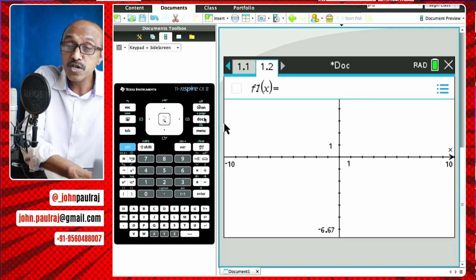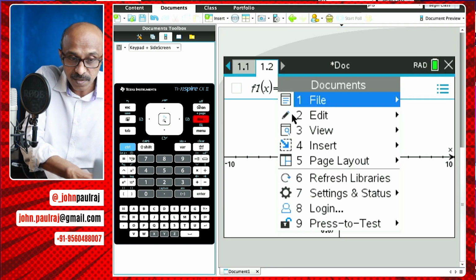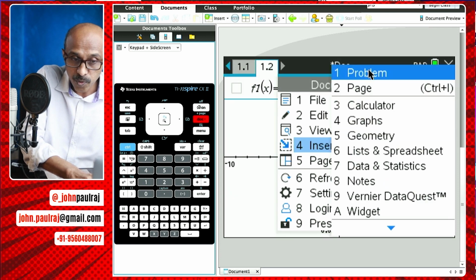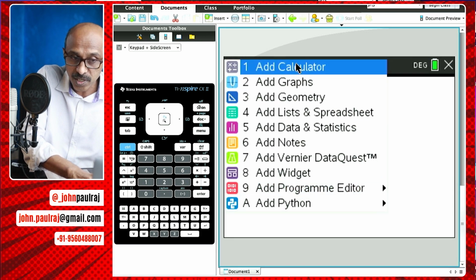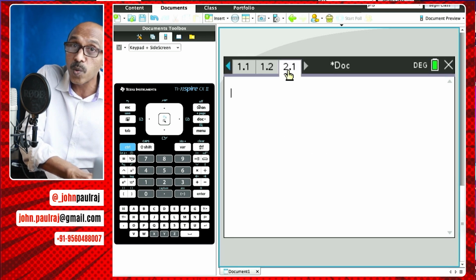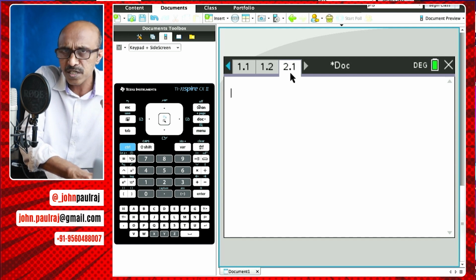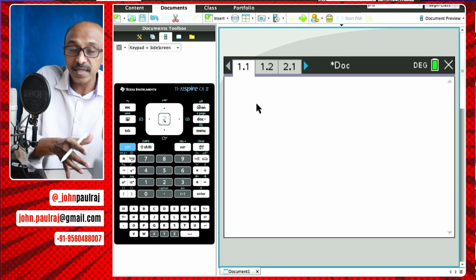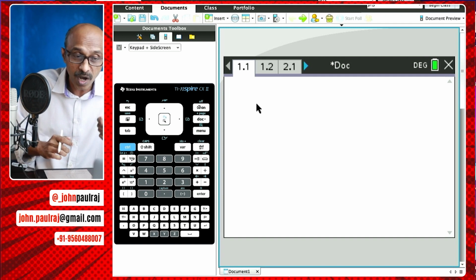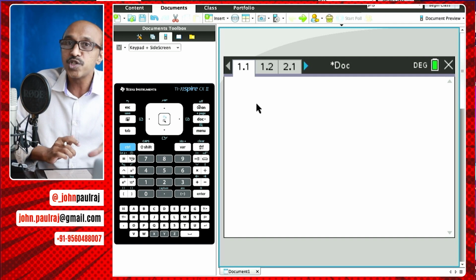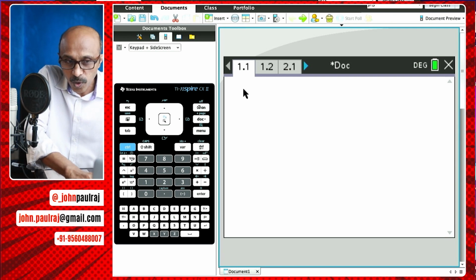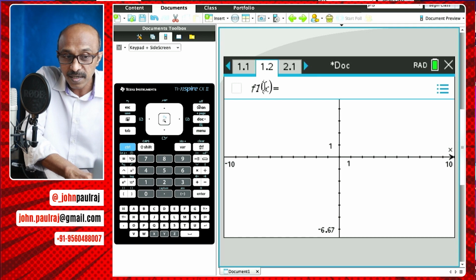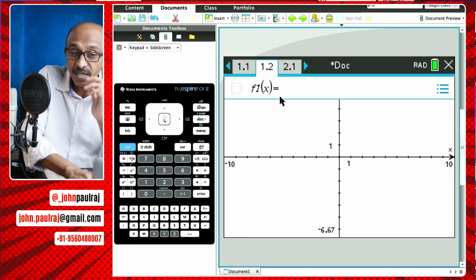Now you want to insert a new question. I would say go to document, insert, new problem. And as you can see, it gives you that option and you can say add a calculator. That's 2.1. All right. So that's a new question or a new problem, but the same type of page. And when you've organized all your work like that, when you're checking your work before you are submitting, it helps to check. Meaning, you can go to question number 1, which is problem number 1, see all the questions, see all the pages related to that, especially if it's statistics.